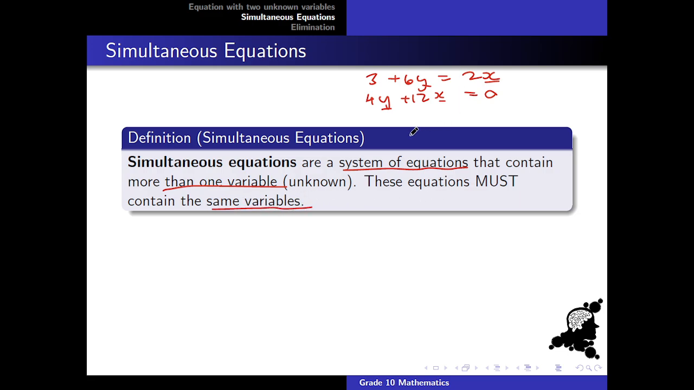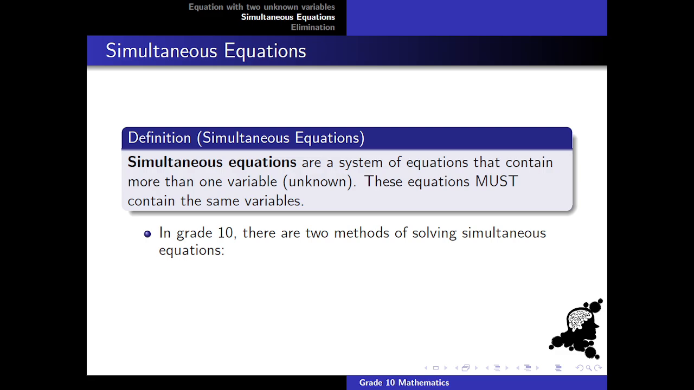Also, these variables must have exactly the same exponents. So if this is y squared, this has to be y squared. If not, then we would not be able to solve such equations. Fortunately, however, in grade 10, you will only be dealing with linear equations. So what do we mean? Well, a linear equation, we said the highest exponent of the variable is 1. So when you look at the x, the exponent of x is 1, the exponent of y is 1. Exponent of x is 1, exponent of y is 1.